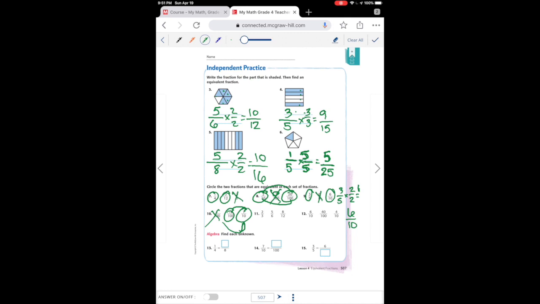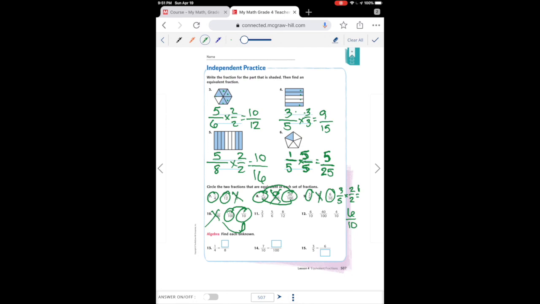Now here's where it gets tricky for number 11. 3, 6, and 12 are all multiples of 3, so I can't look at my denominator. When I count by 3s, I will say 6 and I will say 12. 3, 6, what comes next? 9, good job, and then 12. So finding my multiples in my denominator is not going to help me. I need to look at my numerator.